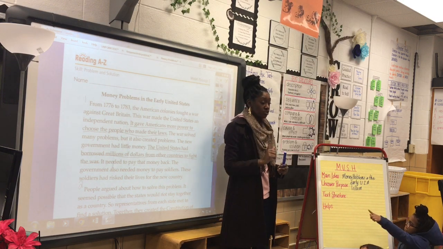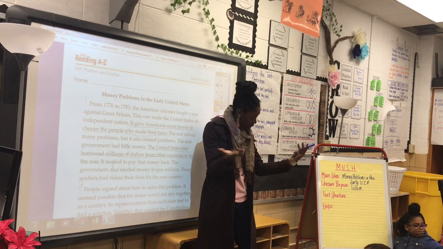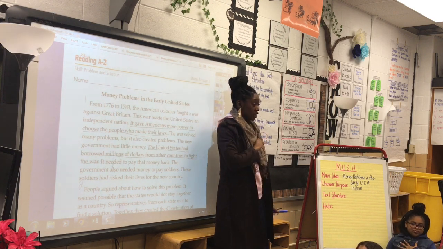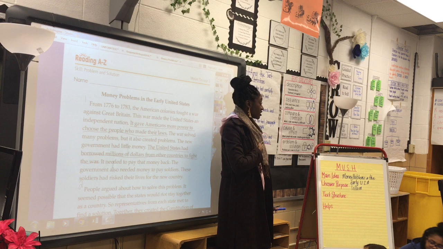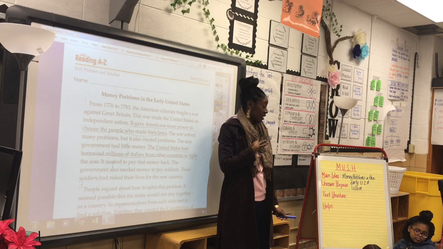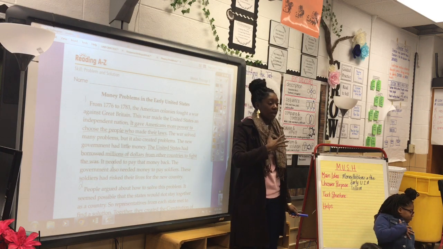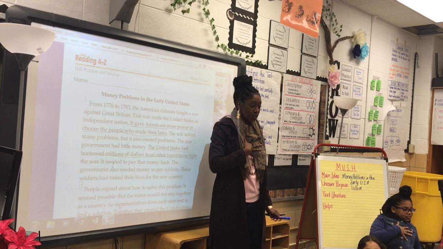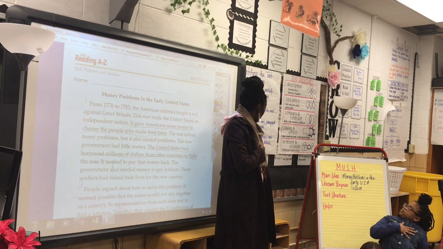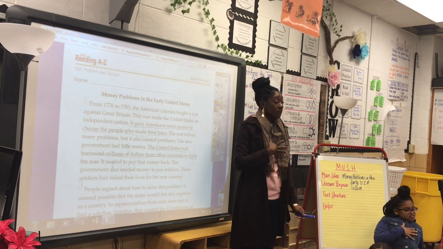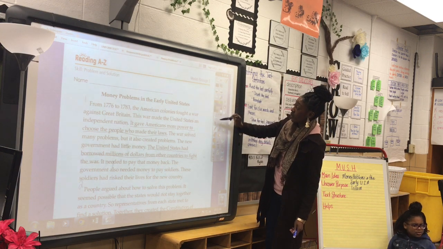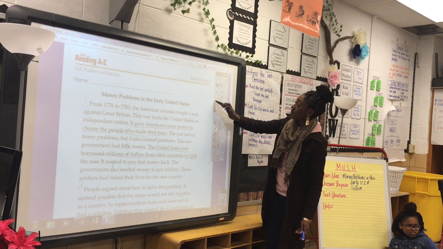Now, let's think about text structure. There are 5 different text structures, and we're going to do our little strategy. If it is description, put a 1 on your chest. If it is sequence, put a 2 on your chest. If it is compare contrast, 3 on your chest. If it is cause and effect, 4 on your chest. And if it is problem and solution, put a 5 on your chest. What do you believe it is? Just put it on your chest. Okay. The answer is problem and solution. Yes! Good job.